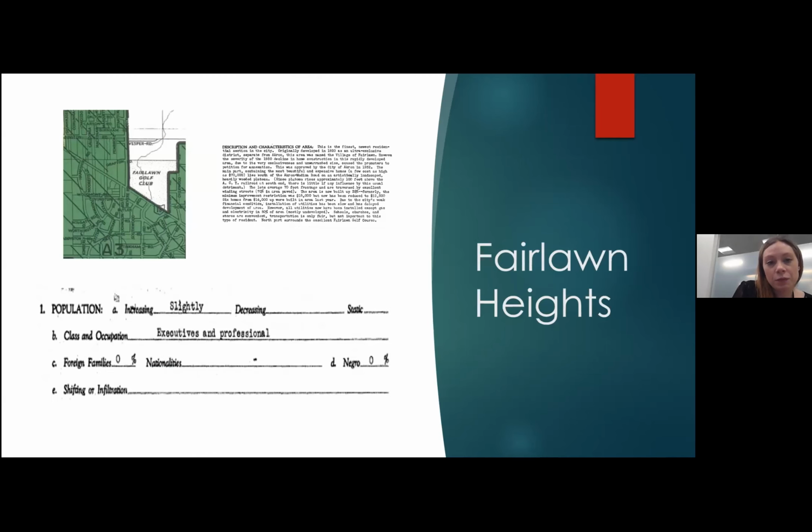Then if you look at the green area, which is a more quote desirable area, they describe the folks living there as being executives and professionals, and you can see the percentage of foreign families and the percentage of non-white families is 0. So essentially this is all white, wealthy folks living in this area.